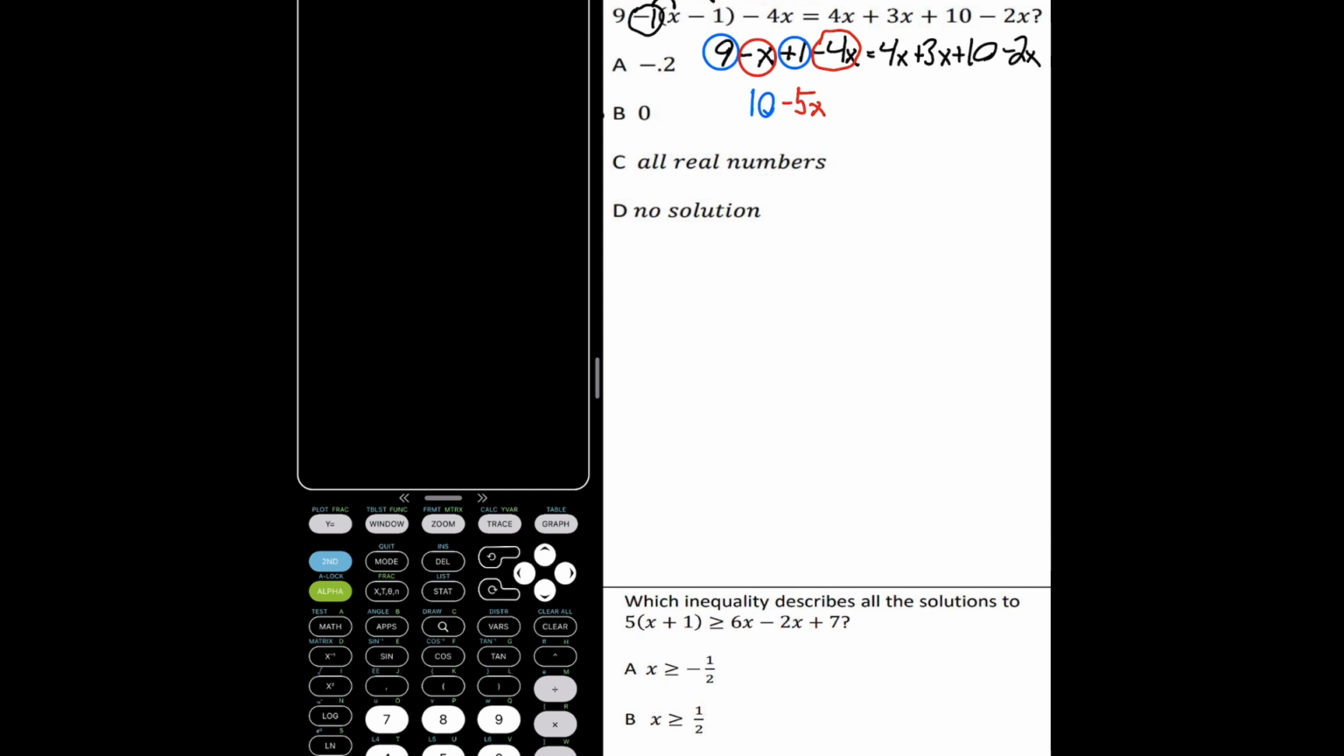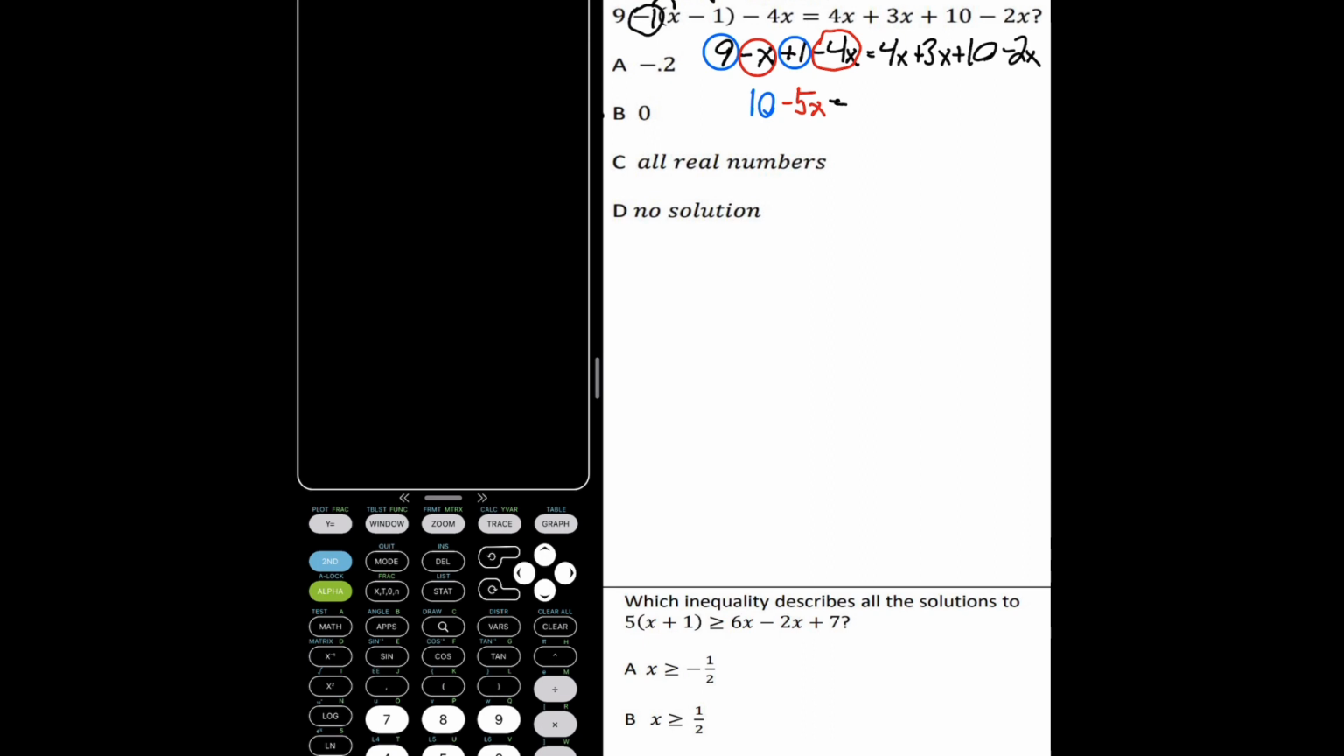Please use your calculators if negative numbers and subtraction and all that kind of stuff trips you up. There is nothing wrong with using your calculators. Now I'm going to move over to the right-hand side of my equal sign. I'm going to do the same thing. I'm going to combine like terms.